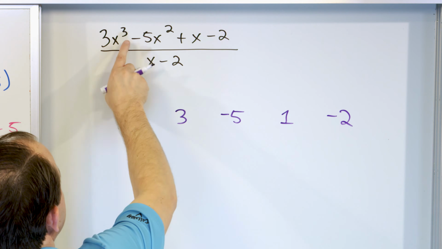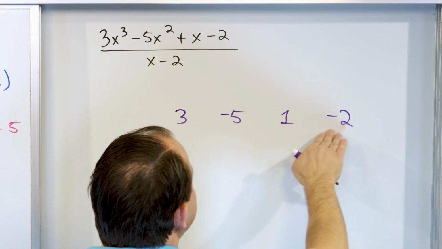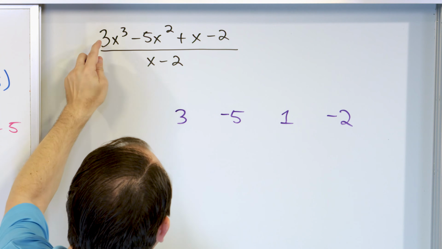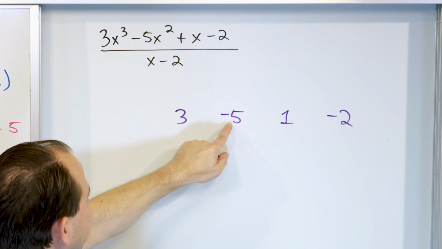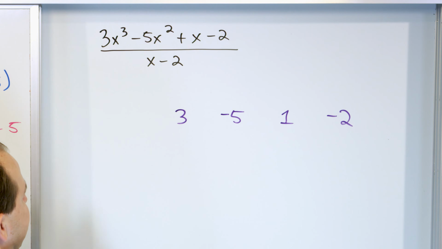Now we have cube, square, first power, no power, so we're not missing any terms, so we don't need any zeros here. But if we were missing, for instance, the x squared term, if it was just 3x cubed plus x minus 2, and this one were gone, then we would have to put a 0 here. It would be 3, 0, 1, 2. You have to pad the zeros, same as long division.